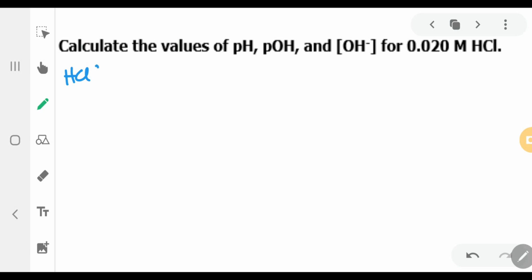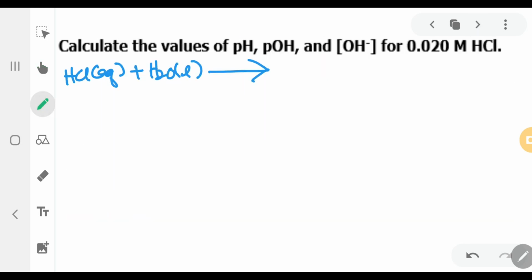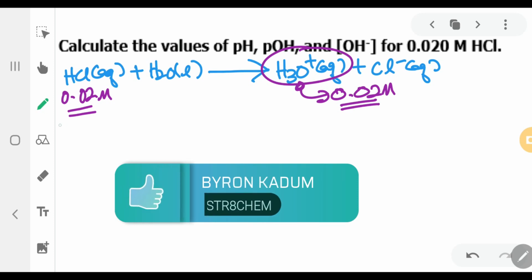So we have HCl fully dissociated. Remember, we're going to use this arrow for strong acid because it is fully dissociated in aqueous solution. Then we get H3O+. We know that the question gives you this concentration of the acid, so this one is given. Because this is fully dissociated in aqueous solution, this will also be 0.02 molar.